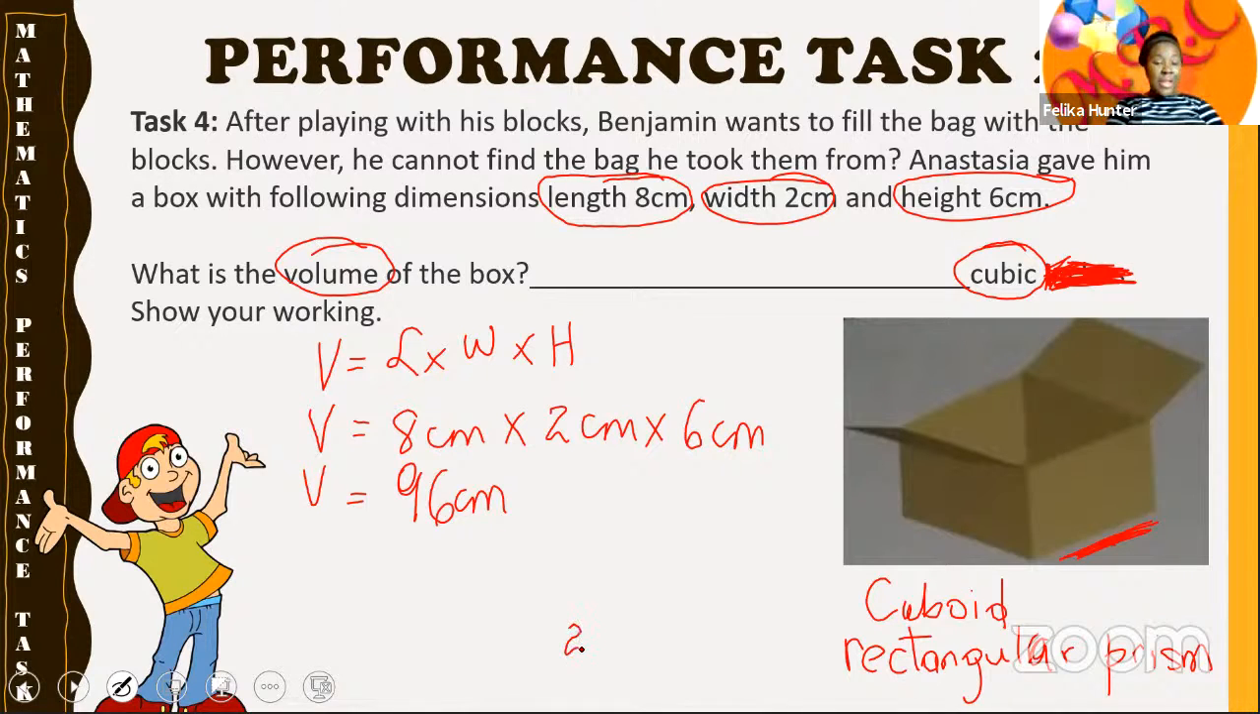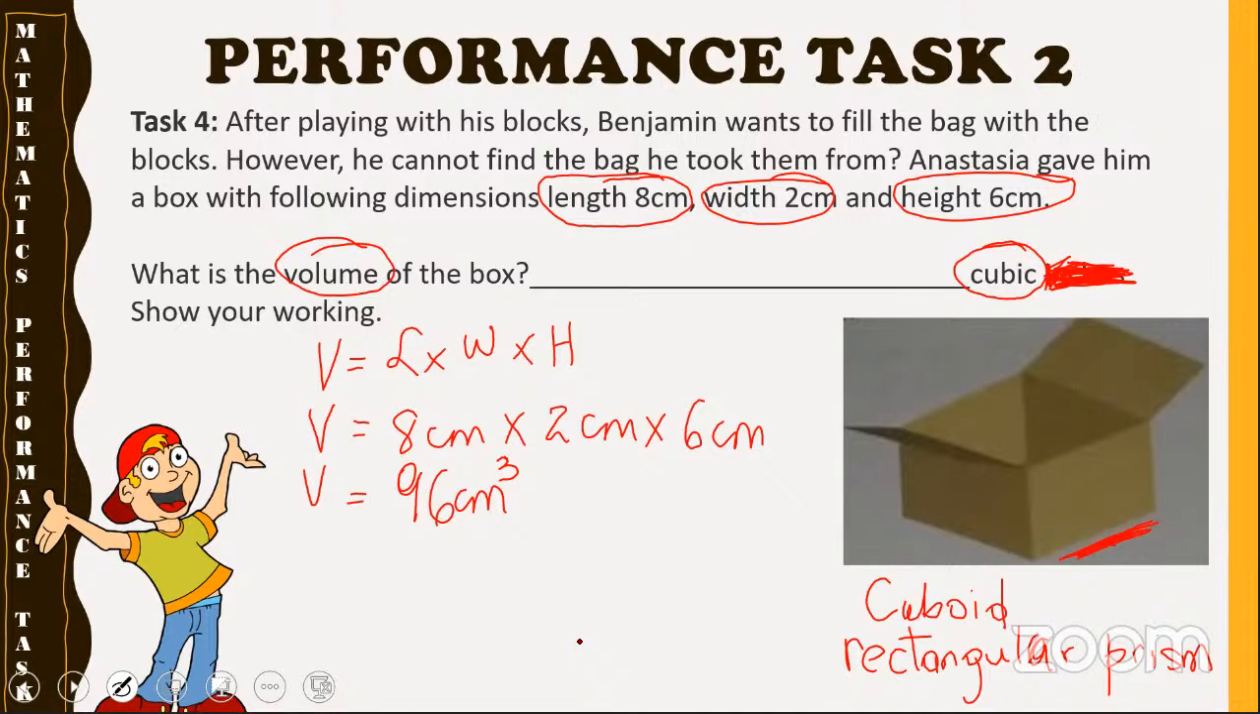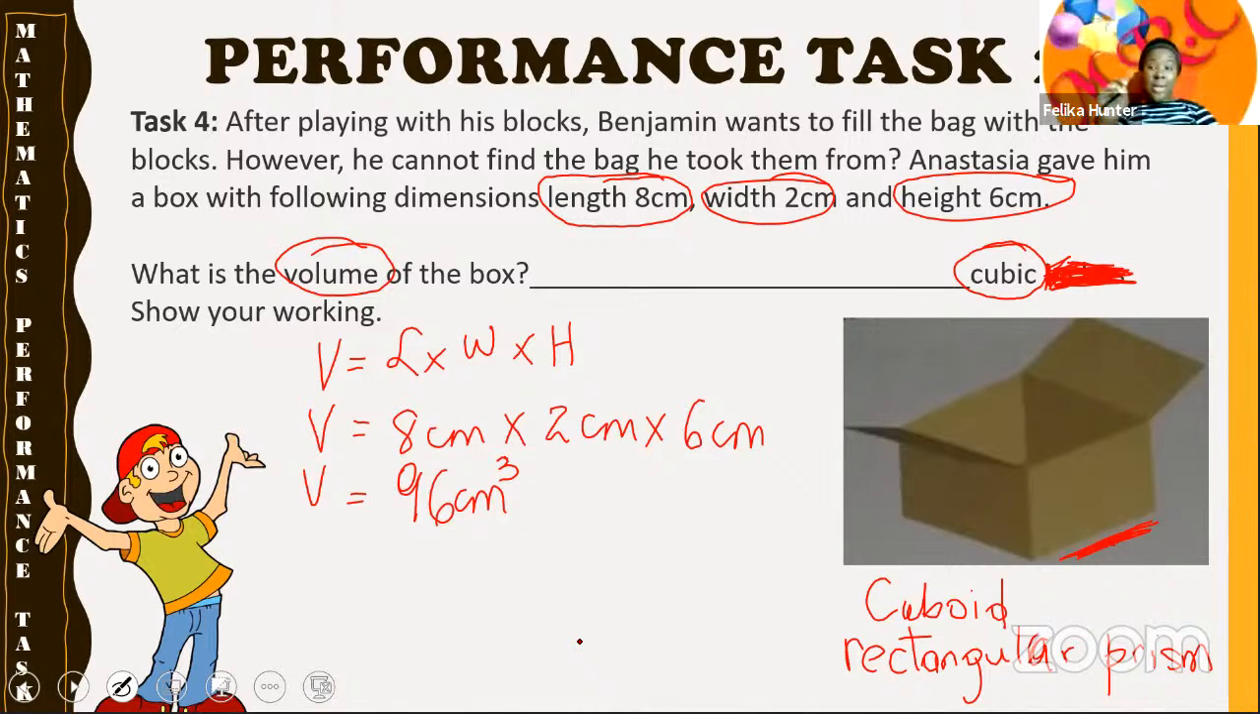So if we go again, 3 times 3... All right, so it is 96 cubic centimeters. So 2 is for square and 3 is for cubic or cube. And when we're doing volume, it is cubic. So it's 96 cubic centimeters. If it was area, then it would have been square. So for volume, it is cube.